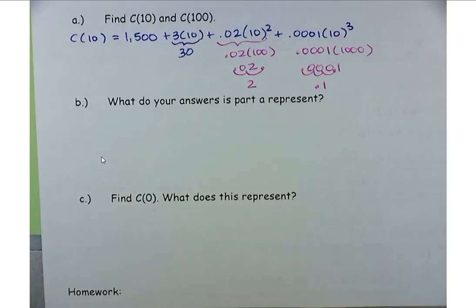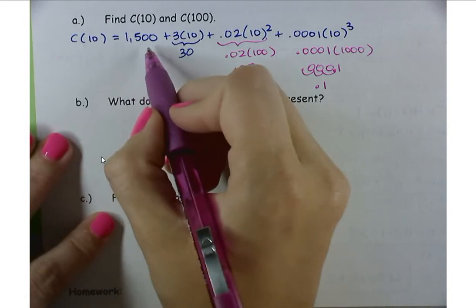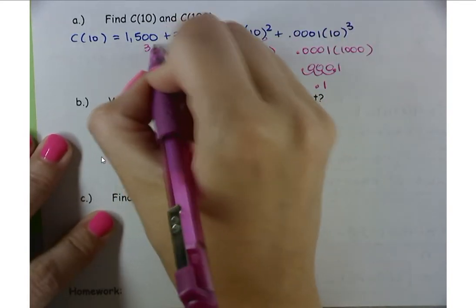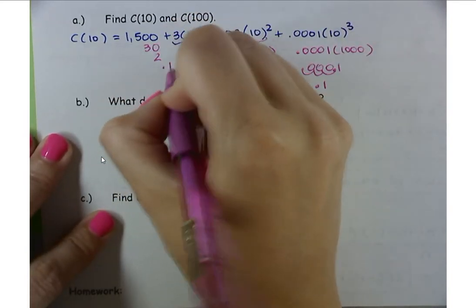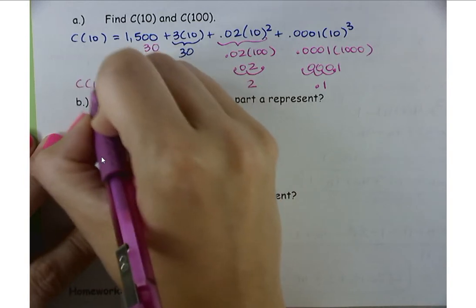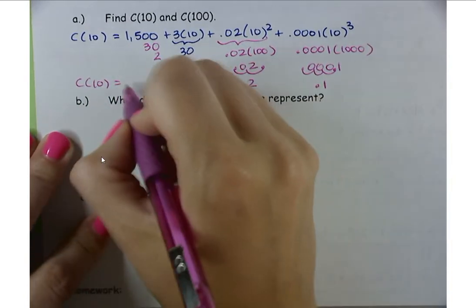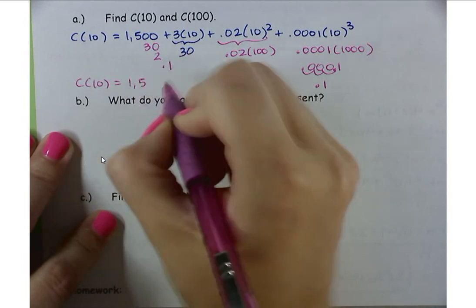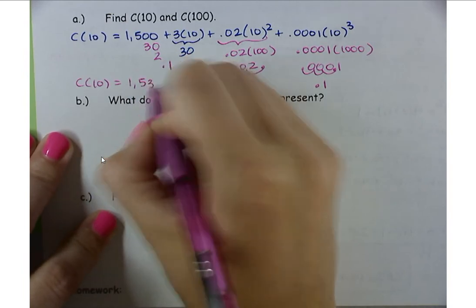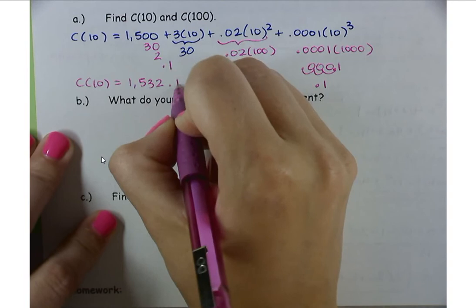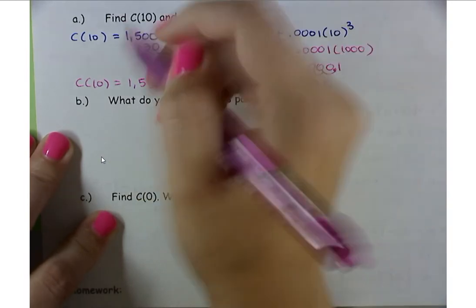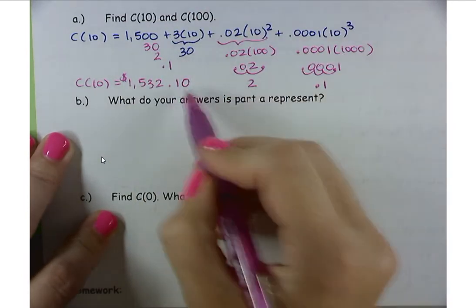Okay, so if I add all those up, I have 1,500 plus 30 plus 2 plus 0.1. So C of 10 is going to be 1,532.1, but this is cost, so I'm going to change it to 10 cents.